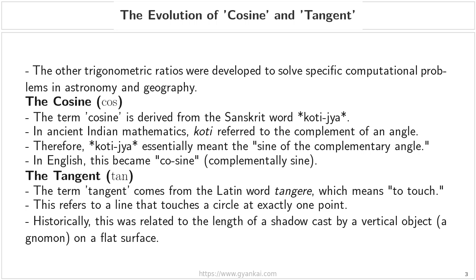Now that we've traced the fascinating linguistic journey of the word sine, from India through the Arabic world and into Latin, let's look at how the other trigonometric ratios, cosine and tangent, came to be. Understanding these origins is crucial because, as we will see in the next slide, these ratios weren't just abstract labels. They were the essential tools used by ancient sailors and astronomers to navigate the seas and map the stars.